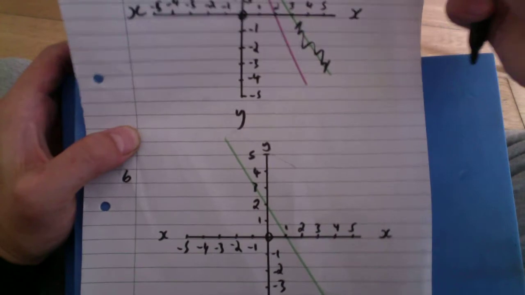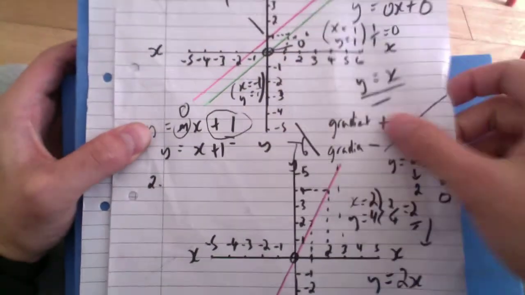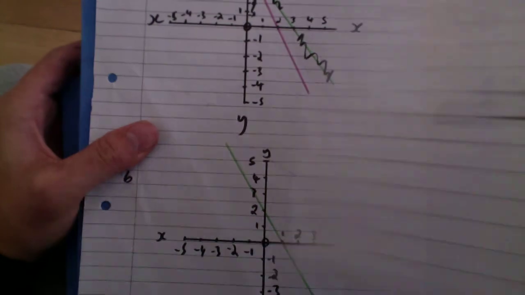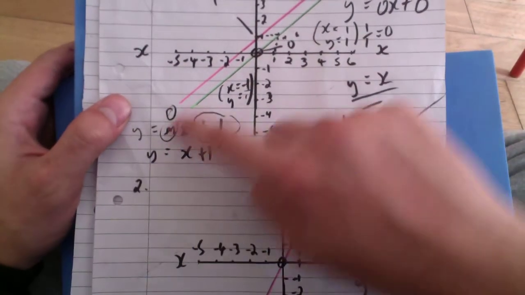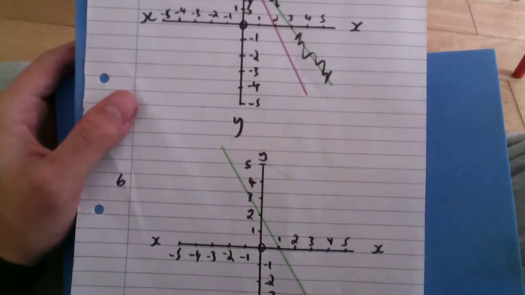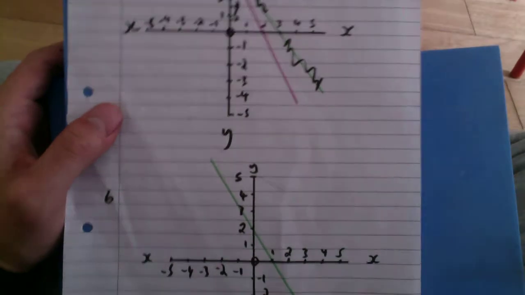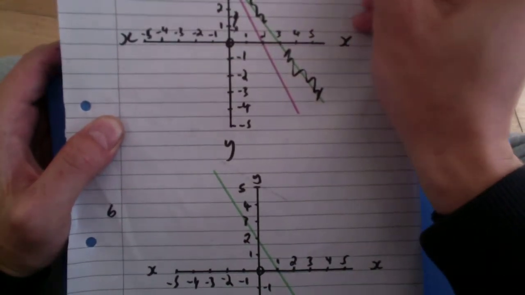Alright. Let's go on to this one. Do you notice anything different with this one? In the ones before, the line was going that way. This one, the line's going this way. This should tell you that the gradient is now negative, because it's going the other way. So start off by putting your equation on: y equals mx plus c.